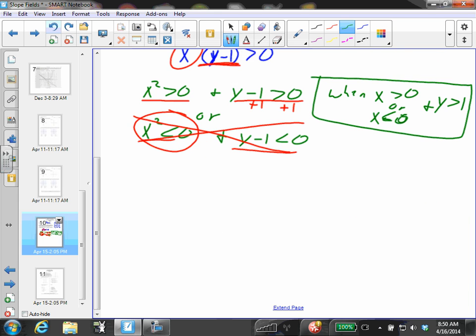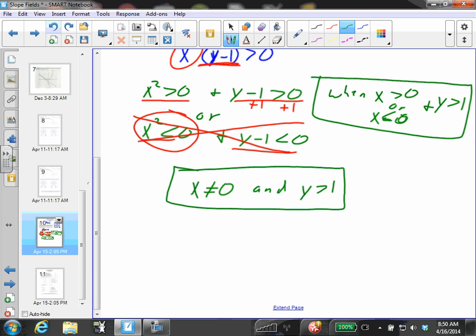Now it's much easier to say that it's just when x is not equal to 0, right? Because it can be greater than 0 or it can be less than 0. It just can't be 0. So when x is not 0, and our other condition was that y has to be greater than 1. So when x is not 0 and y is greater than 1, this differential equation will be positive, right?